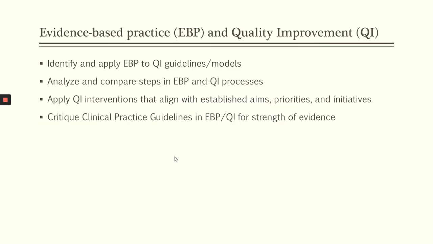So, in order to do this, we're going to start out with a couple of our module objectives. And these module objectives are to talk again about identifying and applying evidence-based practice to quality improvement guidelines and models, same kinds of things. We then want to analyze and compare those steps in evidence-based practice and QI processes. We're going to apply QI interventions or tools that align with established aims, priorities, and initiatives of that project.